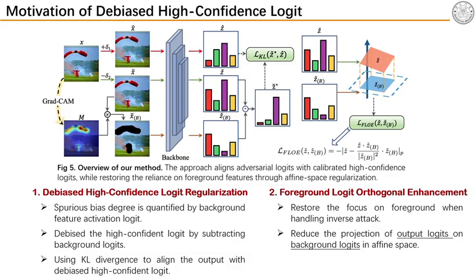Step 2: restoring focus on the foreground. Now, suppressing background attention is not enough. We must also recover the model's attention on the object. So, we introduce a loss term. This loss ensures that in the feature space, background logits under inverse attack become unexplainable, forcing the model to restore its focus on the true foreground.